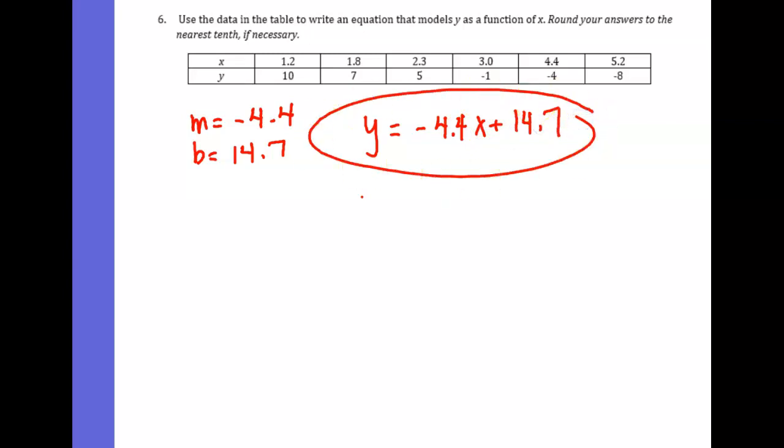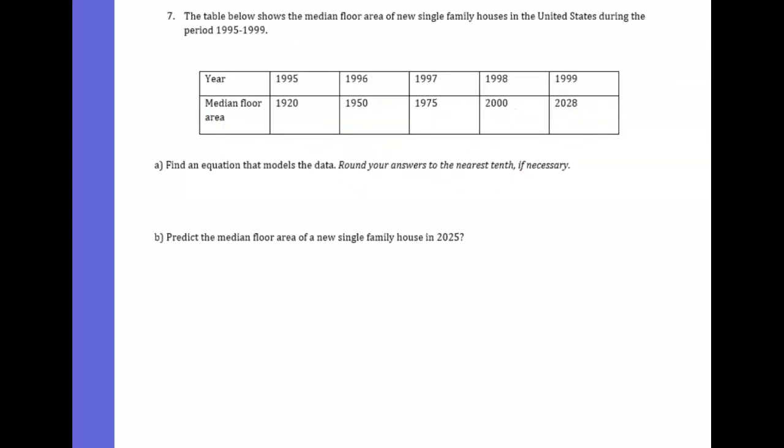All right, and then the last one that we have, number 7, says the table below shows the median floor area of new single-family houses in the United States during the period 1995 to 1999. Since 1995 is the period that we're starting with, we're going to set that to 0. 96 is 1 year away, 97 is 2, 3, 4. So we're going to find the equation that models the data.